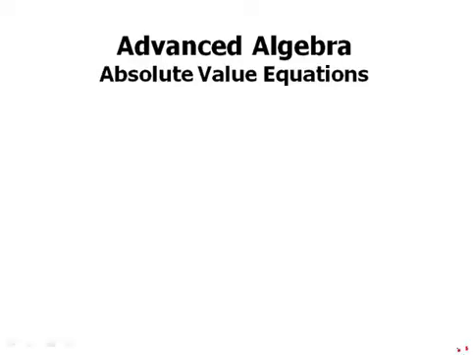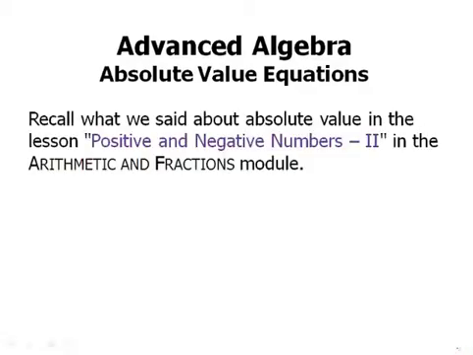Now we'll begin a section on advanced algebra, kind of a grab bag of advanced topics in algebra. First thing we'll talk about are absolute value equations. Recall what we said about absolute value in the lesson Positive and Negative Numbers 2 in the Arithmetic and Fraction modules. If you haven't seen that lesson yet, I'd suggest looking at that first and getting a good sense about absolute value before we go through all the information in this lesson.